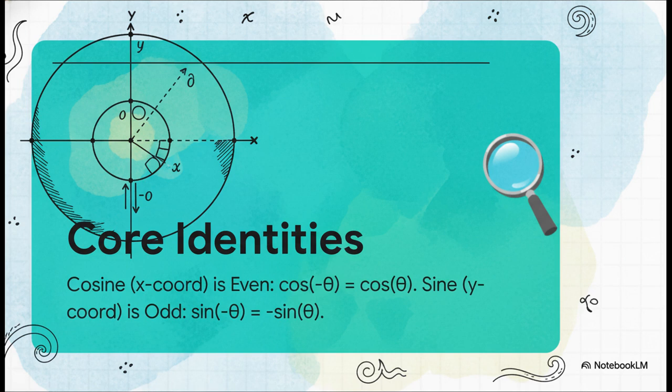Since the x-coordinate, which is cosine, didn't change a bit, we can say that cosine of negative theta is just cosine of theta. Boom, it's an even function. And since the y-coordinate, sine, flipped its sign, that means sine of negative theta is equal to negative sine of theta. And that, my friends, is an odd function.